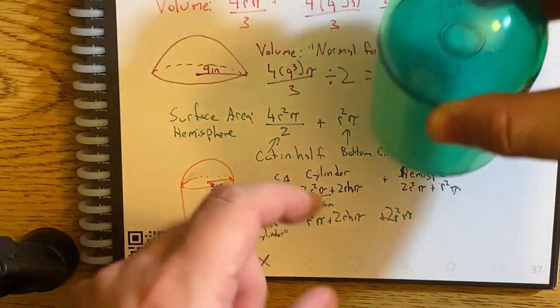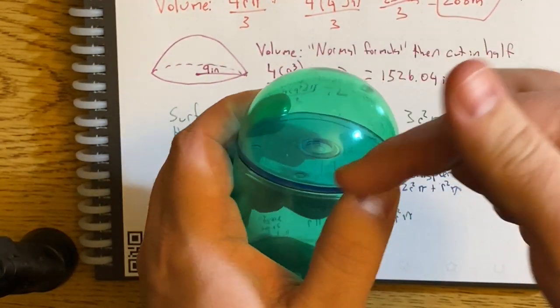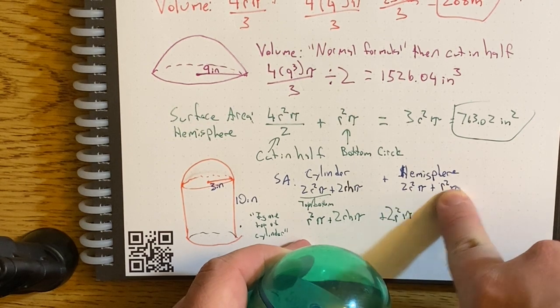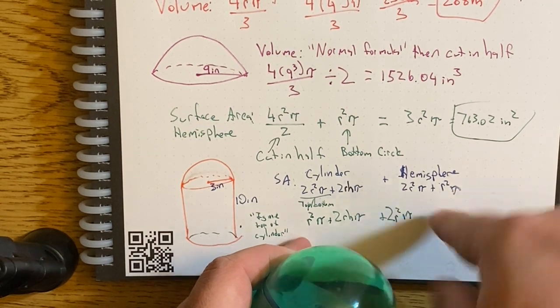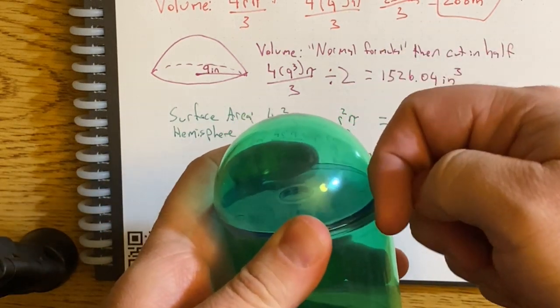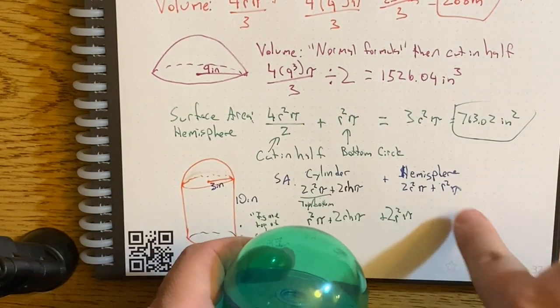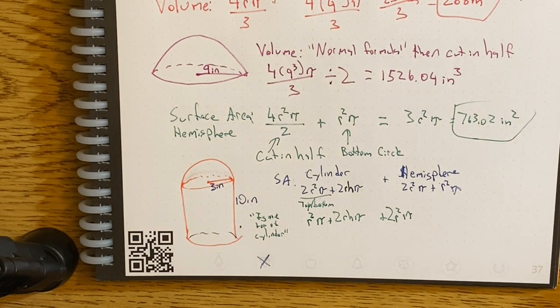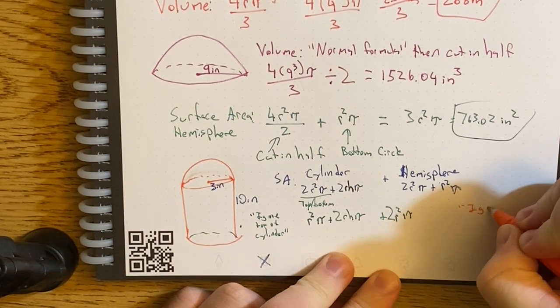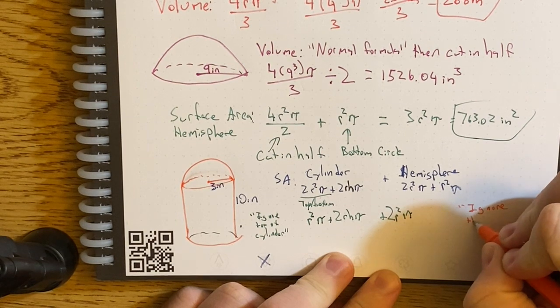Plus the hemisphere. We've established that this part here is the 2r squared pi. If you think of the bottom, though, it's covered up too. It's not going to get painted because it's on top of that cylinder. So you don't need that. So if you were just going to do this problem, the easiest way is to know what the formulas mean and to ignore the parts you don't need.